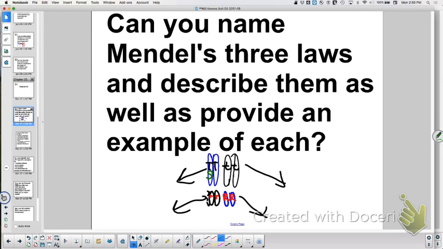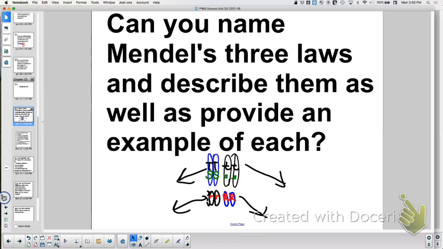If I had them on the same chromosome, big T is always going to be with big S. Now I could get big T, big S, little r, or big T, big S, big R. But big T is always going to travel with S. That's a linked gene when they're on the same chromosome.